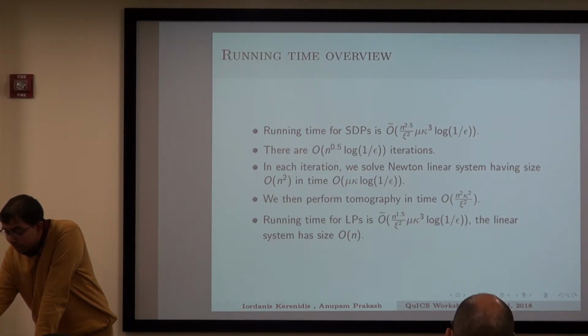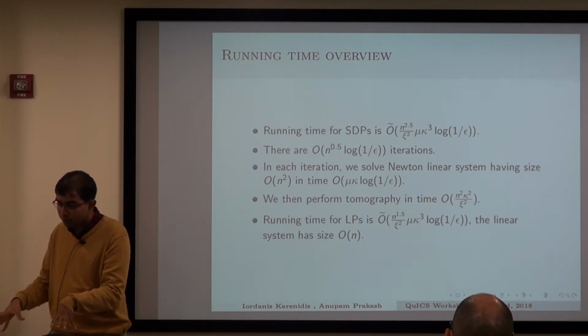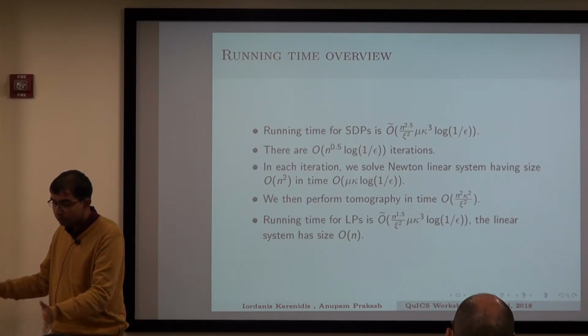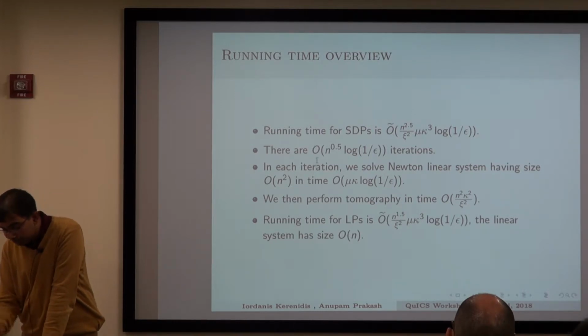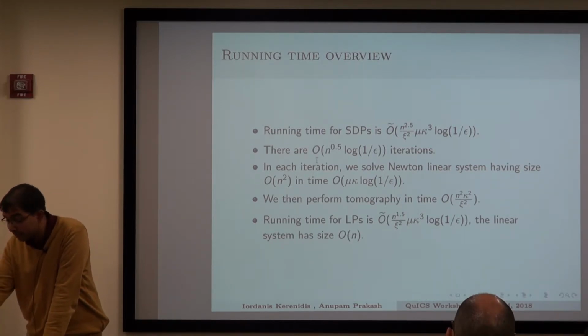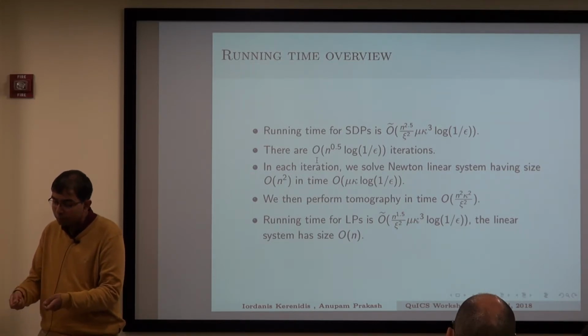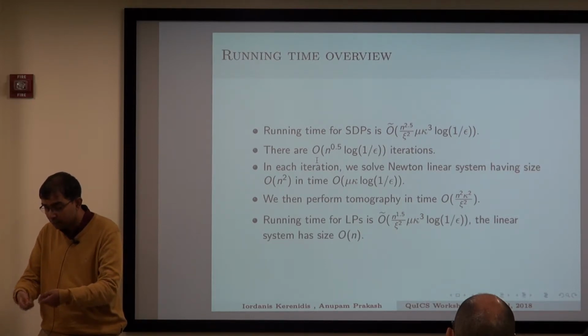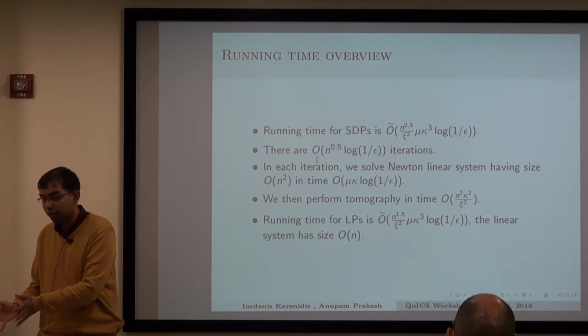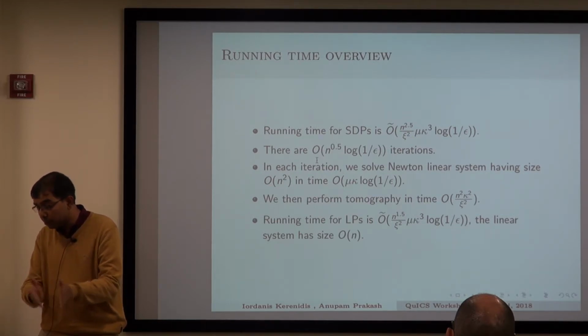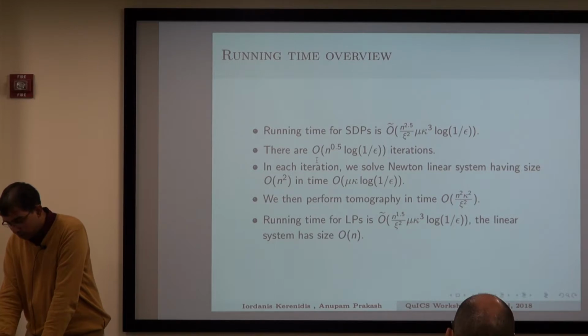Okay, so let's look at this runtime for the SDP and decouple it into the various things that contribute to it. As we said before, it's n^2.5 mu kappa cubed times whatever. One factor is coming from the number of iterations. It's the same as classical, square root of n times log 1 over epsilon. So this will be multiplied to everything. In each iteration, we are solving a Newton linear system, which has size n squared. So the quantum linear system solver will have complexity mu kappa log 1 over epsilon. This mu will be at most n because it's an n squared dimensional system. So there are square root n iterations, and in each iteration we solve a linear system with complexity mu kappa log 1 over epsilon.